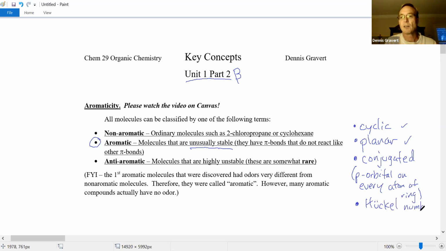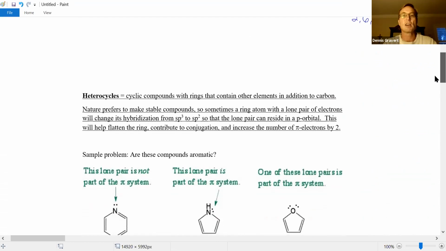Huckel number of pi electrons, and those special numbers, nature decreed them, 2, and then add 4 to every one of these. So 6, 10, 14, 18, and so on. 22. Yeah. Those are the numbers of electrons that make a molecule aromatic as long as the other 3 criteria are satisfied. Cool. Okay, on with the show.